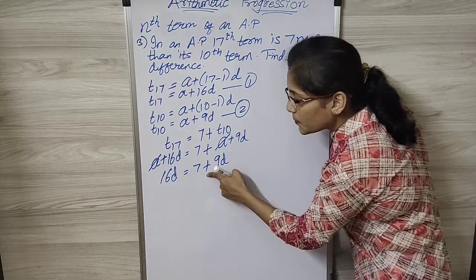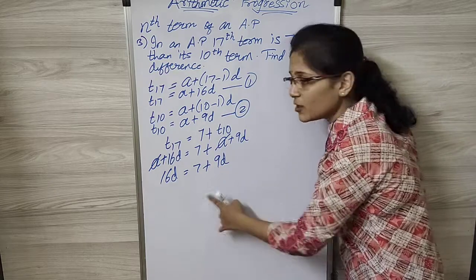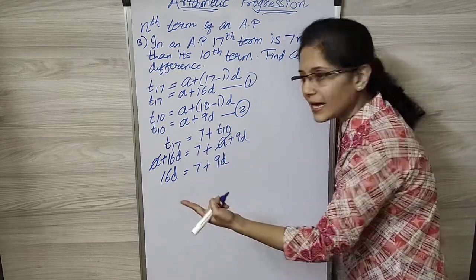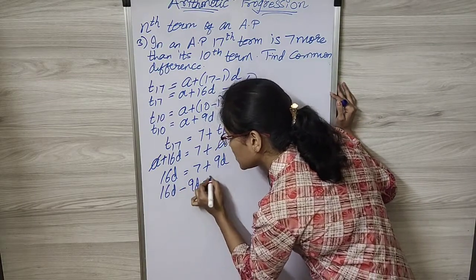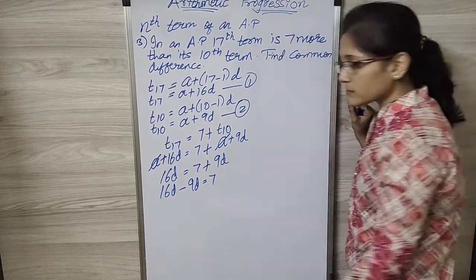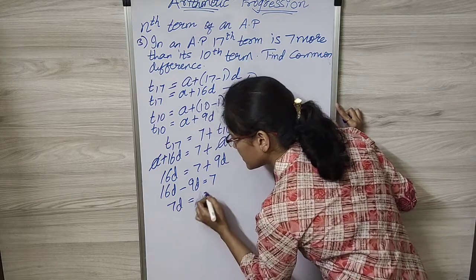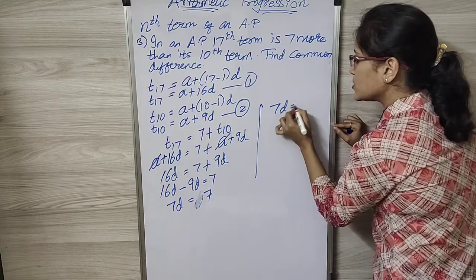Now see here, this is plus 16d and this is plus 9d. I am going to shift this plus 9d to the opposite side. So plus 9d becomes minus 9d. So this is 16d minus 9d is equal to 7. Now what is 16d minus 9d? That is 7d is equal to 7, right?